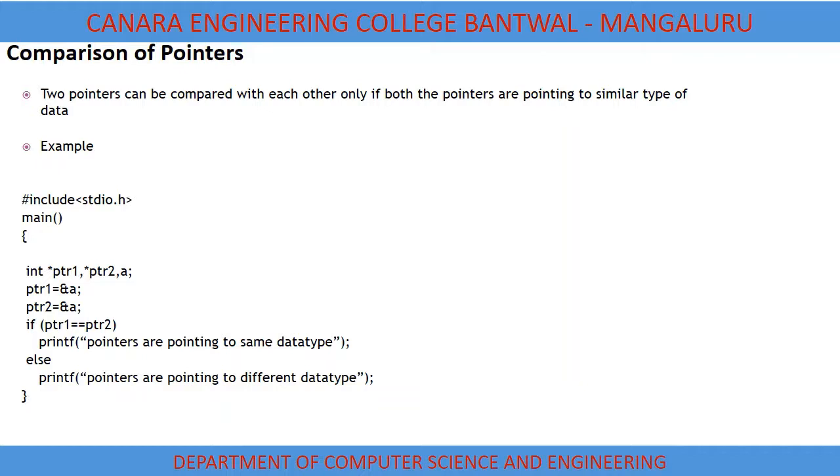In this example we declared 2 pointer variables, star ptr1 and star ptr2, and a variable a. We have stored the address of a in both the pointer variables, pointer 1 and pointer 2, and we are checking whether they are of the same data type or different data type. Obviously it will give the output as same data type, as both are pointing to the same variable a.